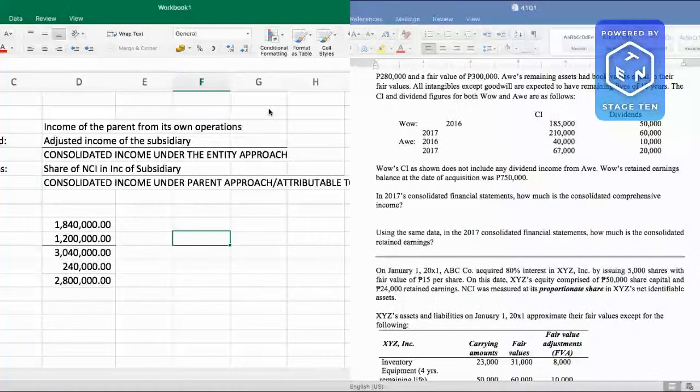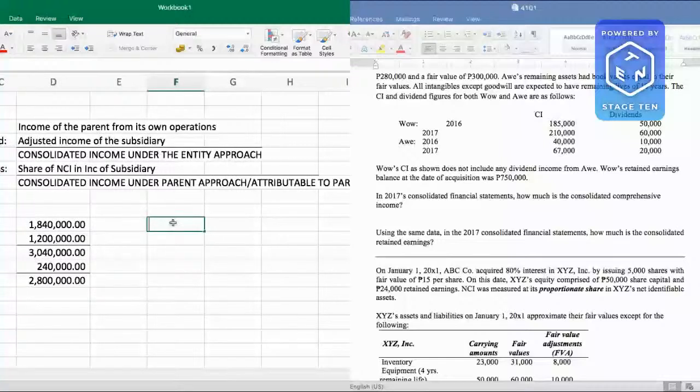Okay, now let's try to solve class. First, we need is the income of the parent from its own operations. Okay, the income of the parent from its own operations in 2016 is 185,000. Okay, then add what? The adjusted income of the subsidiary. Now, how much did the subsidiary report as income class? It reported income in the amount of 40,000. But what's wrong with the 40,000 class? The 40,000 is not yet adjusted.